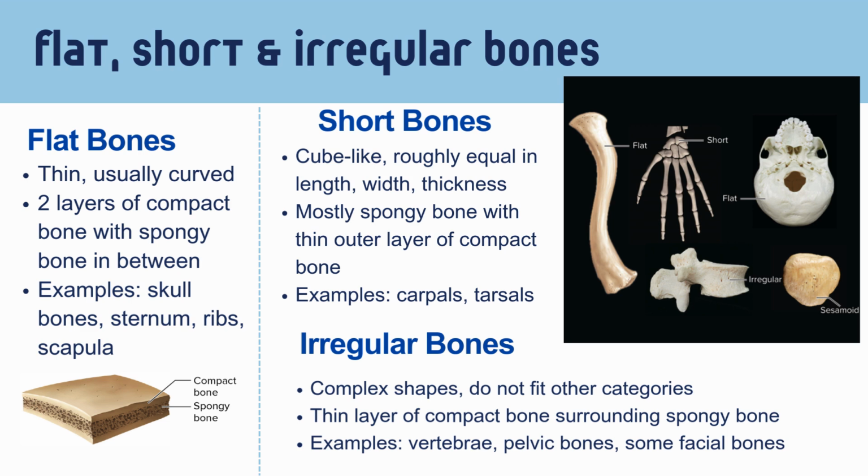Irregular bones have complex shapes that don't fit into the other categories. They have a thin layer of compact bone surrounding the spongy bone. Examples include vertebrae, pelvic bones, and some facial bones.